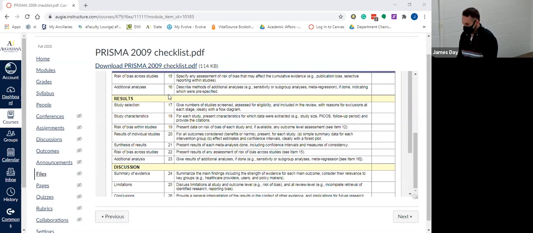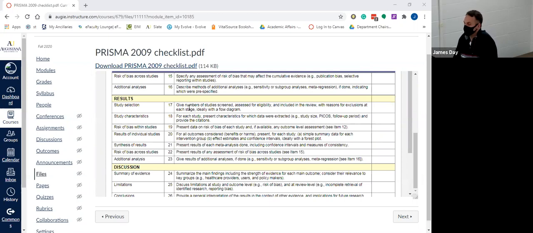So we go to our PRISMA checklist. Start with study selection. This is going to be describing the flowchart in words. So we're going to just pretty much take the flowchart and put it into sentence format for each step. This is also where we will give the specific reasons for exclusion.